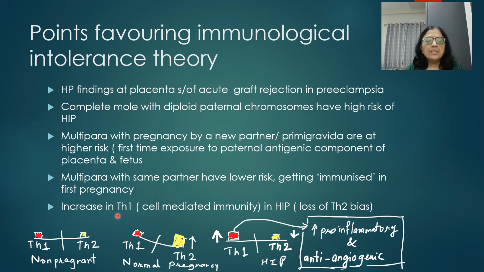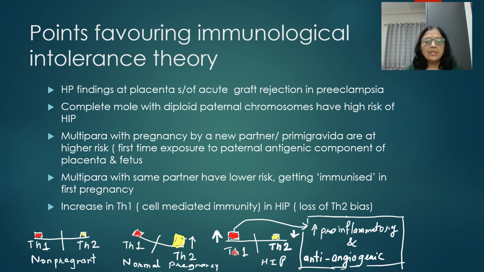What is happening in pregnancy is there is an increase in cell-mediated immunity, that is Th1 activity increases, and that leads to the loss of type 2 bias. So, this is not normal. There is a balance between Th1 and Th2. In normal pregnancy, there is a dominance of Th2. But in patients of hypertension in pregnancy, Th1 activity increases.